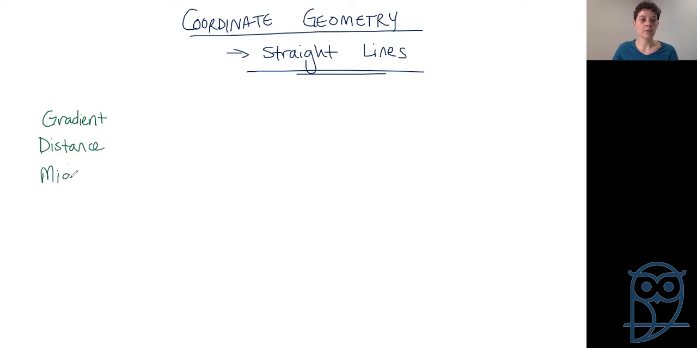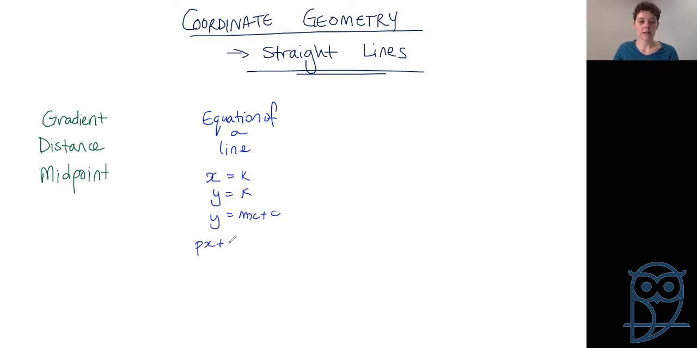So looking at points and lines and relationships between all of those sorts of things. We then have our equation of a line. So there we are talking about our x equals k and our y equals k, our y equals mx plus c, and our px plus qy plus r equals 0. So different formats for equations of a line, why we use them and why we had different ones. What's the point? What's the value in all of this?